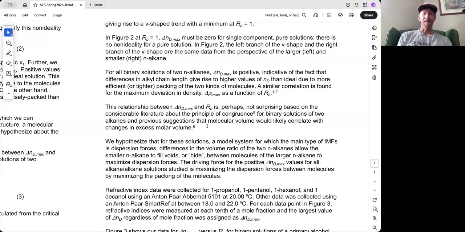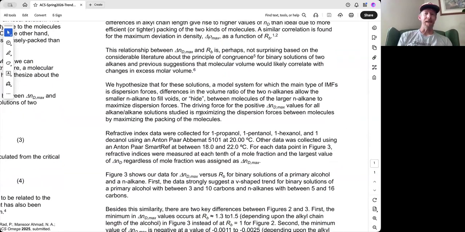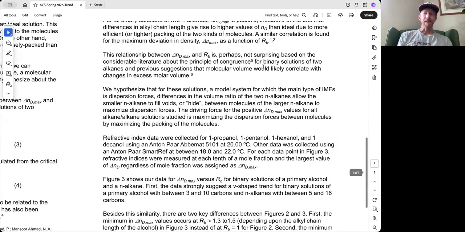And then we go into why this is not surprising. It's something called the principle of congruence for binary solutions of two alkanes, which says that yes, there should be this type of pattern, and that at least one author in reference 6 has said that molecular volume would likely correlate with changes in excess molar volume, which is based on density changes.